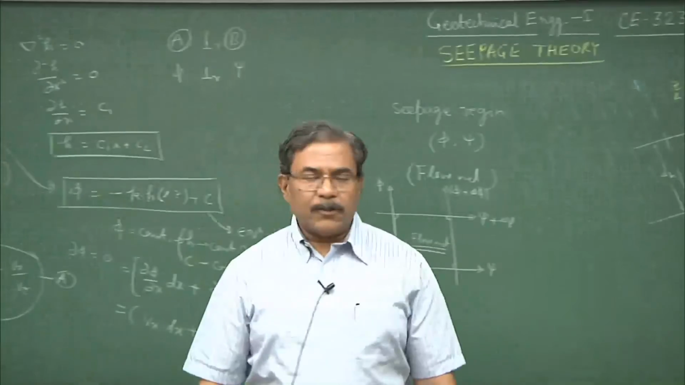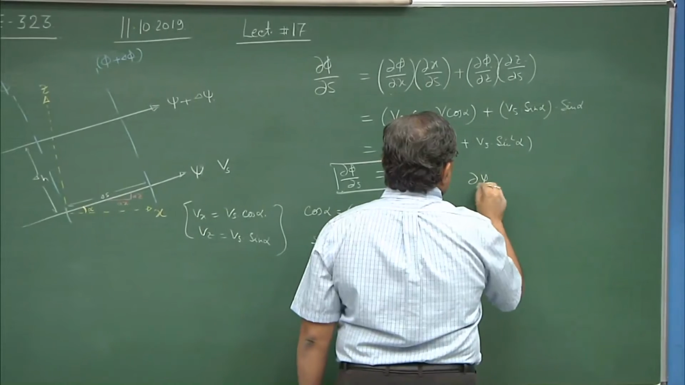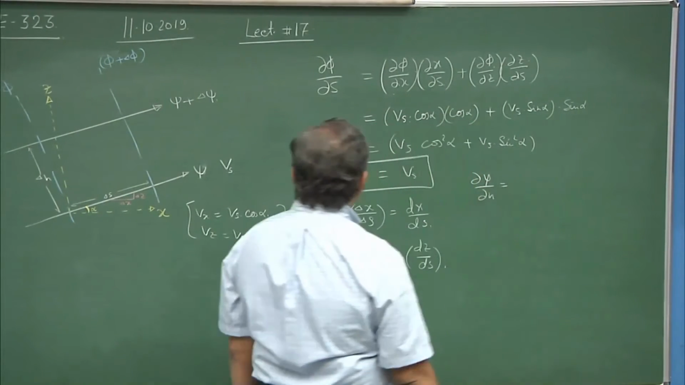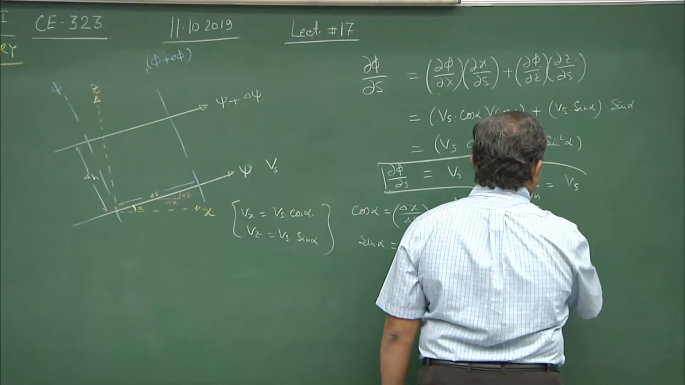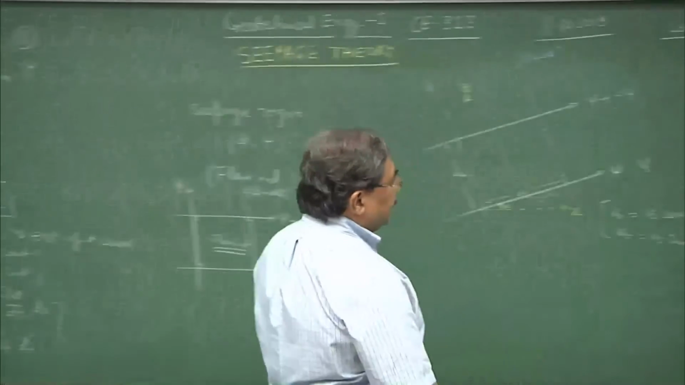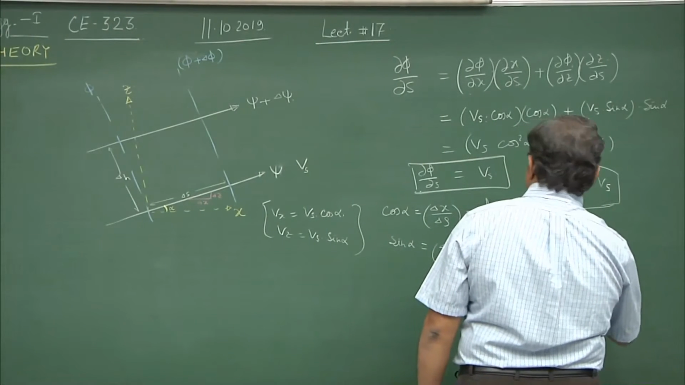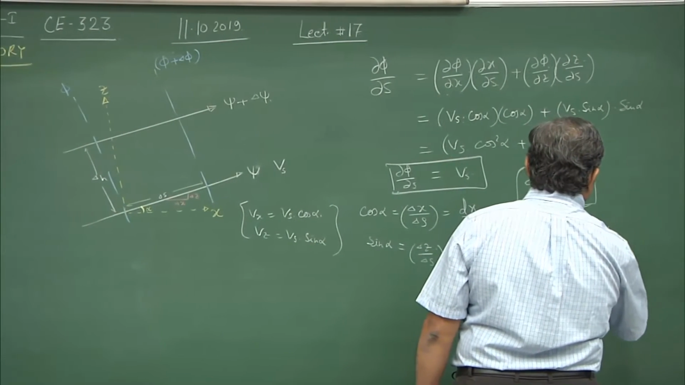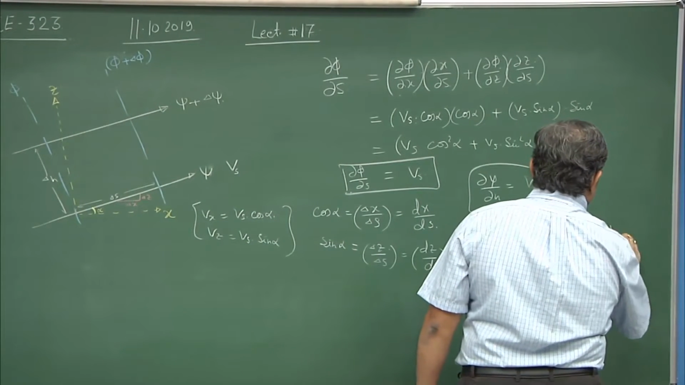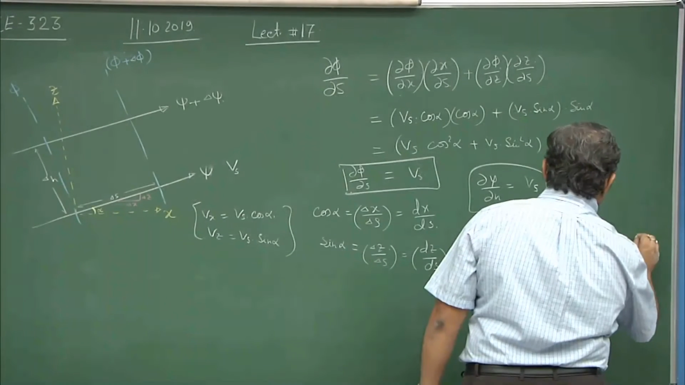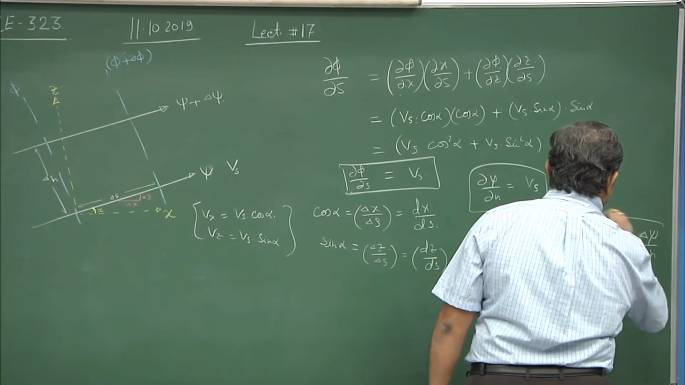Similarly, I can also show that del psi by del n will also be equal to V s. Now, what this indicates is that del phi by del s equal to del psi by del n, which can be written as delta phi over delta s equal to delta psi over delta n.